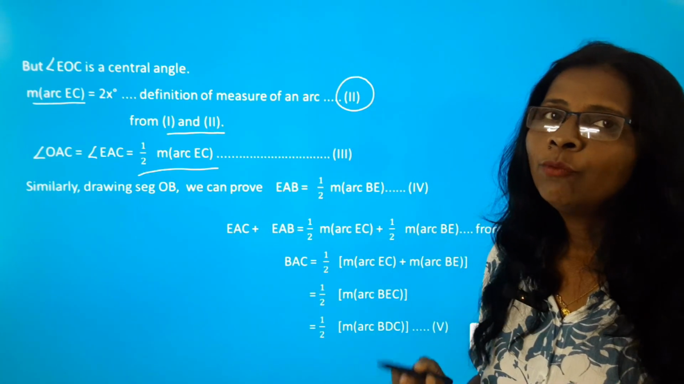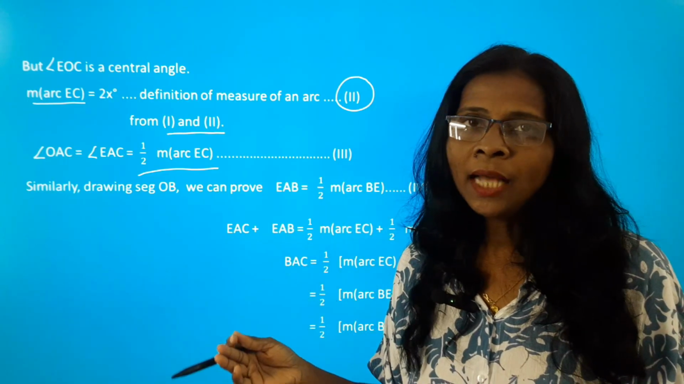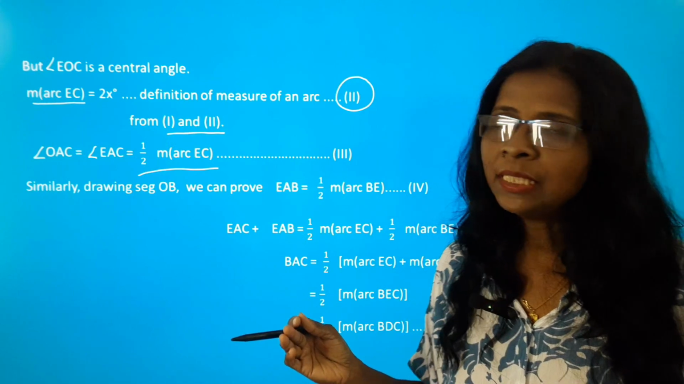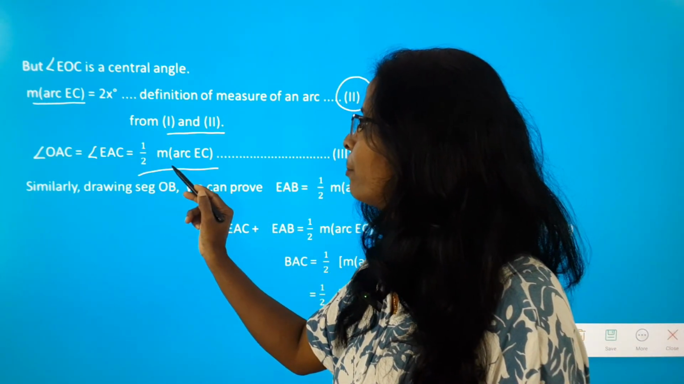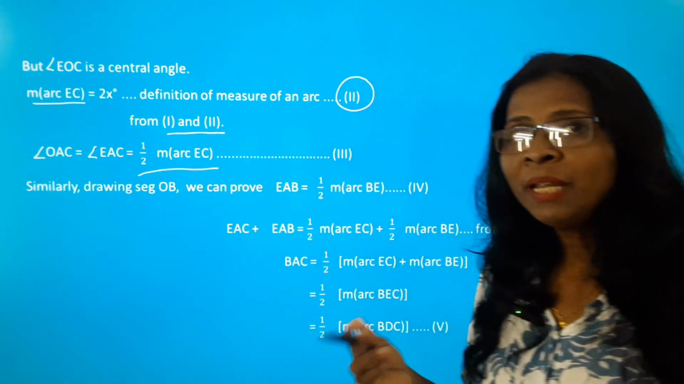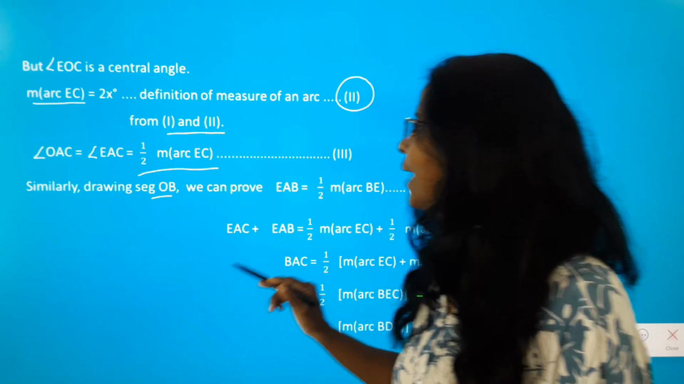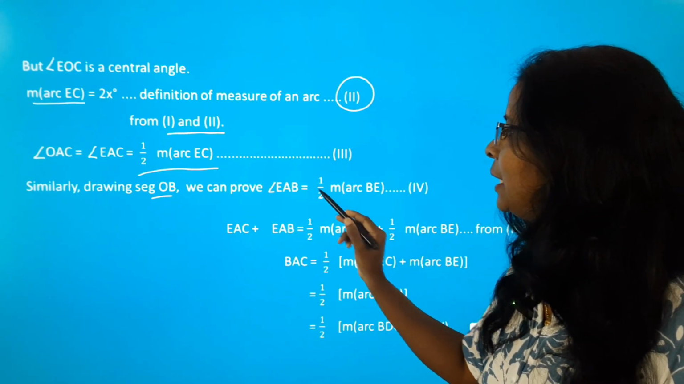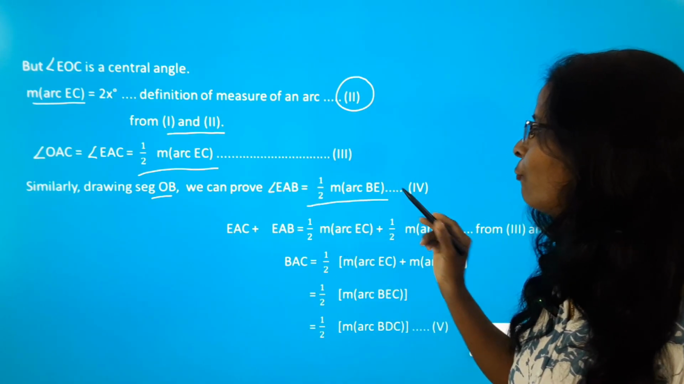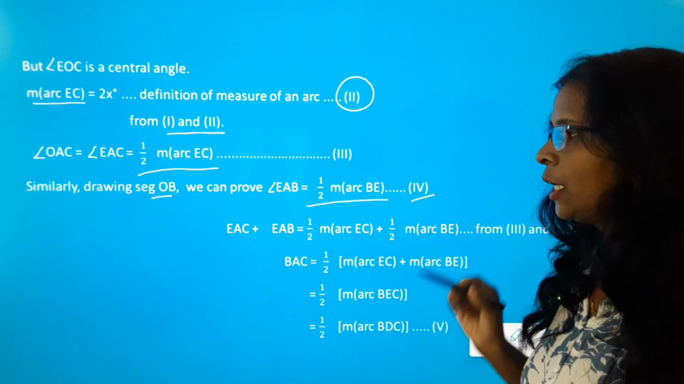So this way we get the right part of the angle ABC. That means the angle EAC is equal to half of major arc AC. Now similarly, we can draw the segment OB, and then we can prove angle EAB is equal to half of major arc BE. Call it the fourth equation.